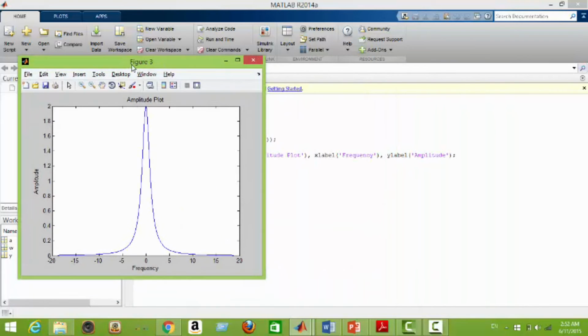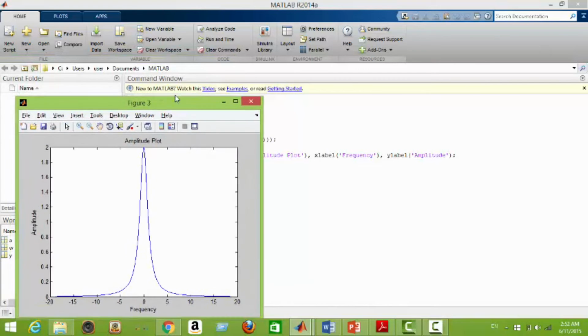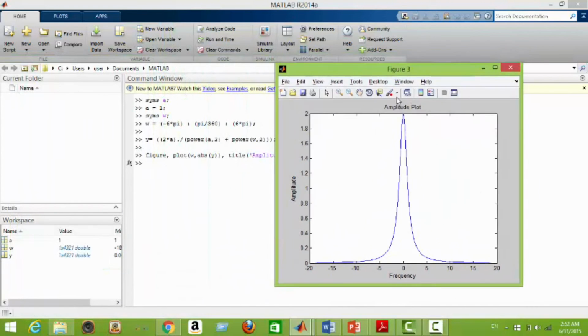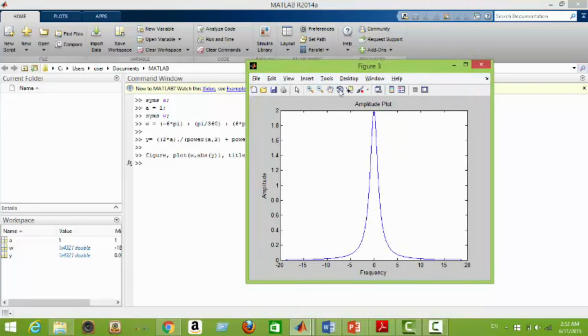It is the same as what we have declared. The title is amplitude plot, the label for the y-axis is amplitude, and the label for the x-axis is frequency. And this is the graph for the amplitude spectrum of the function. It clearly shows that the graph is a symmetrical graph.